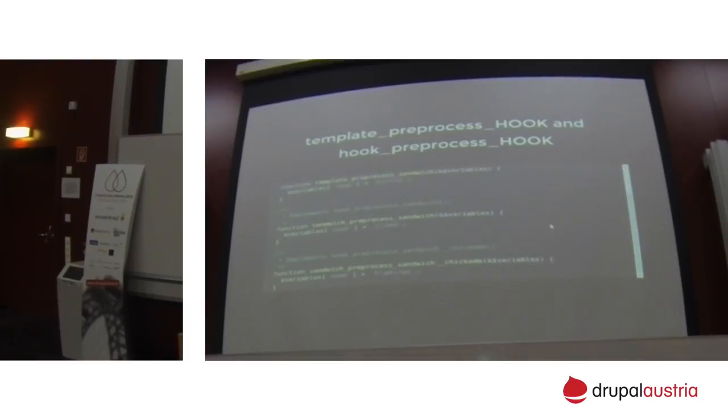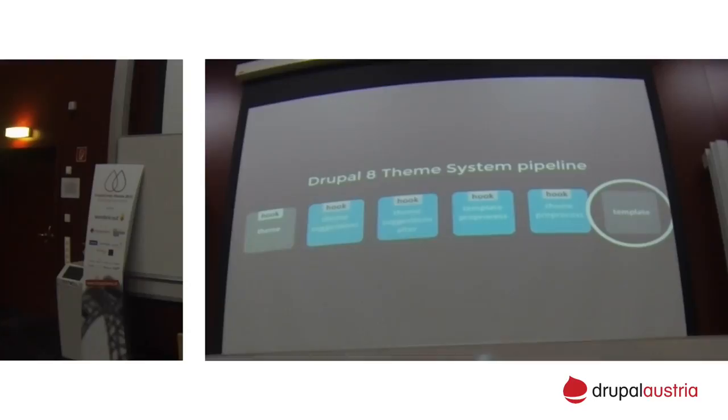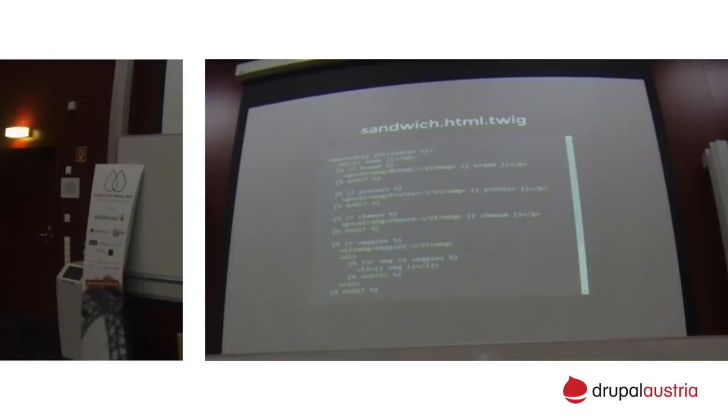But we have a third example. So we have a hook preprocess sandwich Chicago. And this is a specific preprocess function for the Chicago sandwich. So let's say if someone is printing the Chicago sandwich, what is the value of the name going to be in the template? It is Flamingo. That is the last one that we run of these different options. After the preprocessing, we get to the template. The template is Twig. And here is an example of a Twig template, where you can do what you need to do with your data.